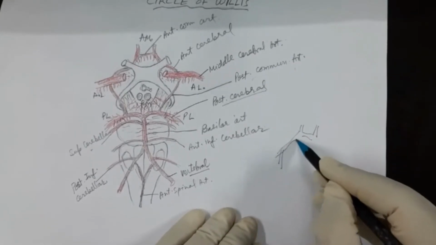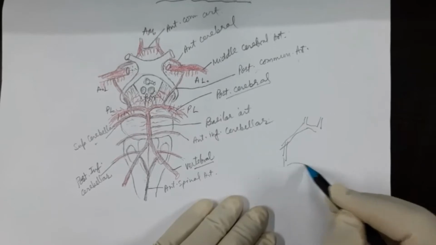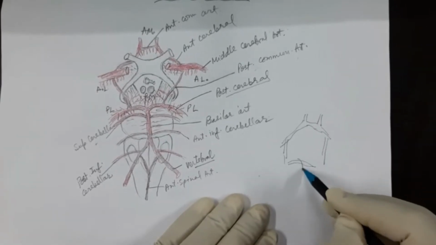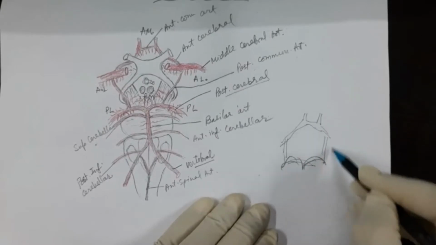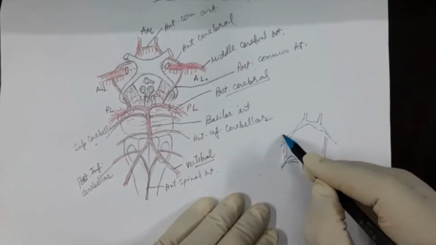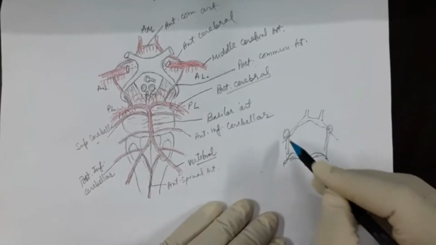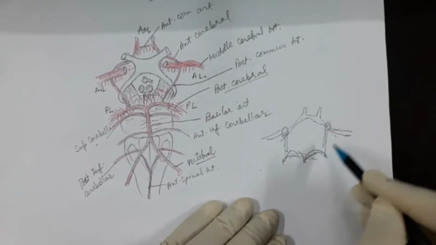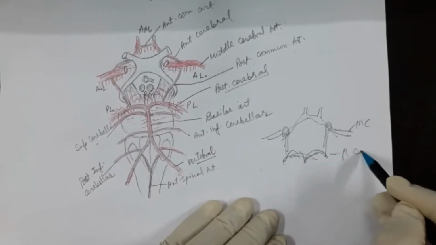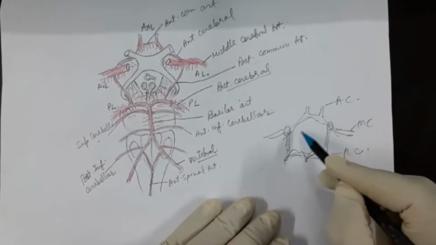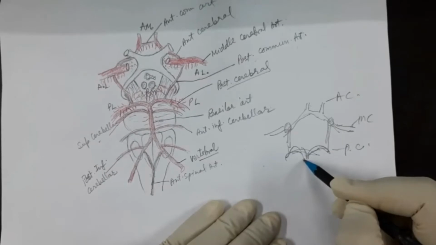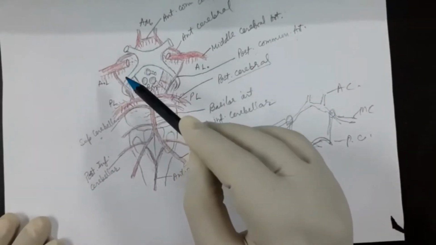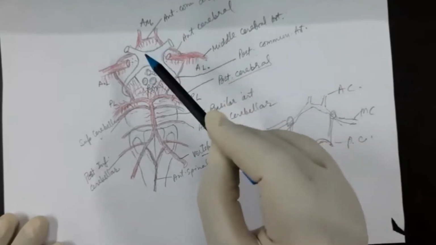You can see that this is a circle which is not very circular in nature. This is the posterior communicating, going and communicating with the posterior cerebral. Thus ultimately this is the posterior cerebral of this side, and these are the two anterior cerebral, this is the middle cerebral, this is the posterior cerebral, and this is the anterior cerebral. Ultimately a hexagonal or polygonal type of circle is formed. This is how the formation of the circle of Willis takes place.